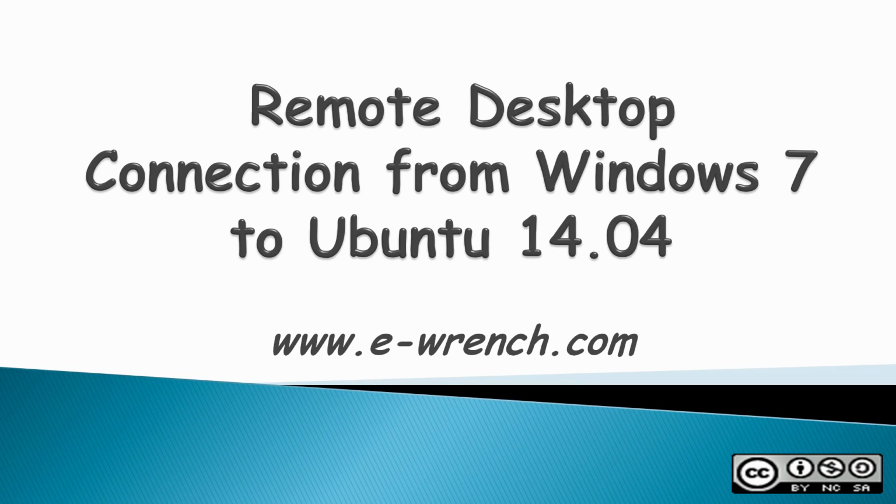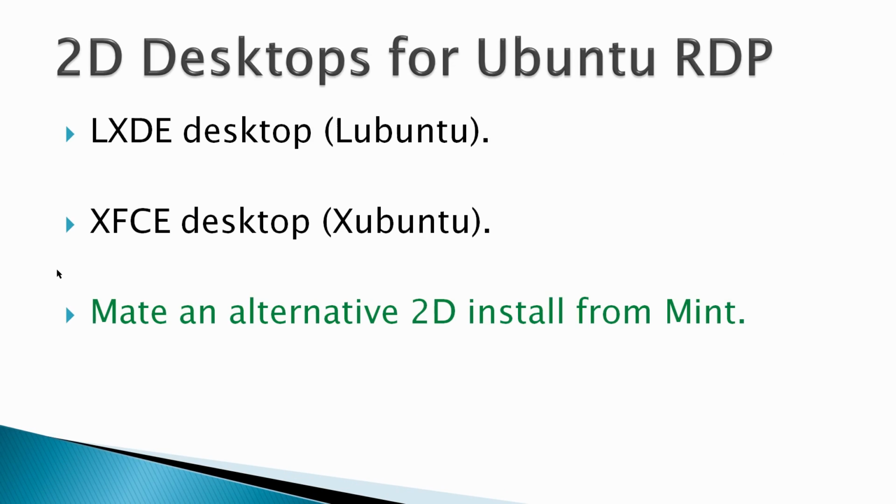Hello, my name is Mike Rayner, and this video is how to do a remote desktop connection from Windows 7 to Ubuntu 14.04. Now, in order to do a remote desktop connection, you're going to have to use a 2D desktop. You'll have to install a 2D desktop on Ubuntu 14.04, and this desktop will be visible to you when you do the remote desktop connection.